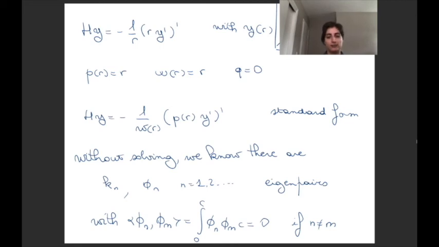There are k_n and phi_n eigenpairs. Now here there is a mistake, there should be a w appearing in the inner product, but we know that the inner product between phi_n and phi_m is equal to 0 if n is different than m, and the inner product is defined as the integral between 0 and c of phi_n times phi_m times w. I don't know why there is a c instead of a w.